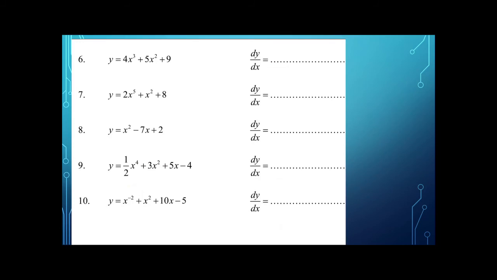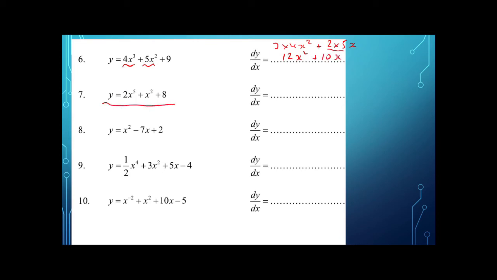Okay, again, you might just want to pause the video, have a go yourself, and then come back and see if your answers agree with mine. Okay, welcome back. So 4x cubed, we're differentiating this whole thing. 4x cubed becomes 3 times 4x squared. The 5x squared becomes 2 times 5x, and the 9 disappears. Just tallying that up, 3 times 4 is 12, x squared, 2 times 5 is 10, 10x.